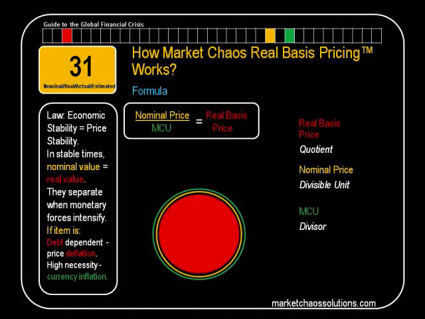Economic law: economic stability equates to price stability. In stable times, nominal value is equal to real value. They separate when monetary forces intensify, and if the item is debt dependent, it is subject to price deflation. High necessity items, non-debt dependent, are subject to currency inflation.